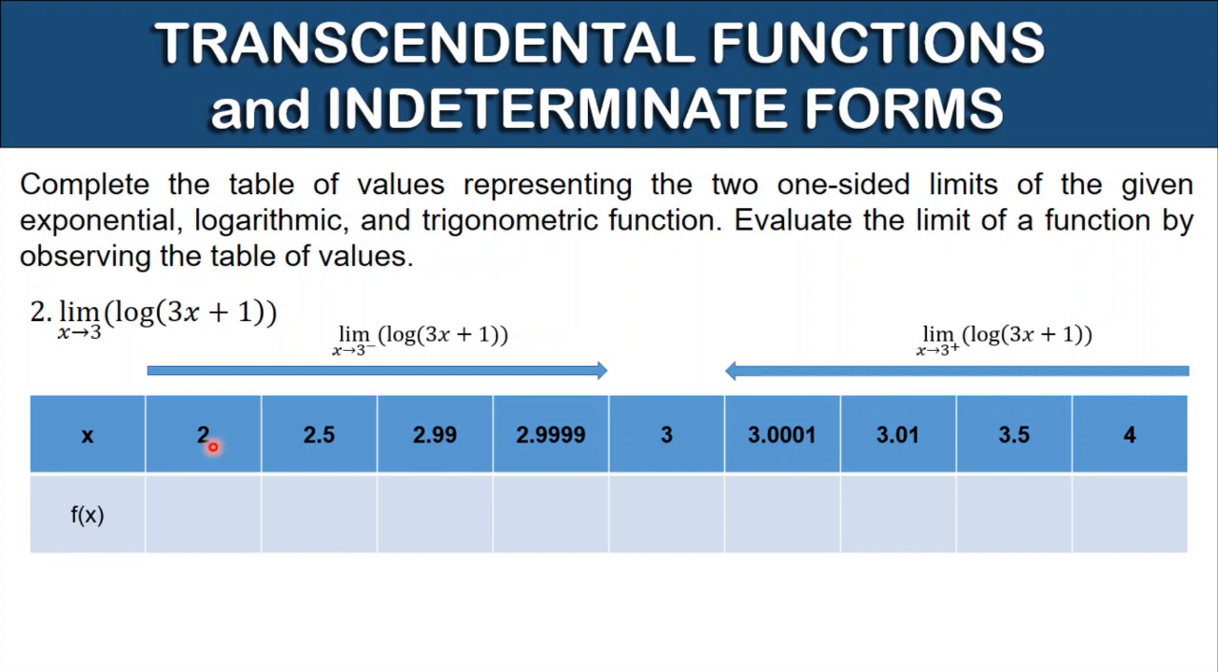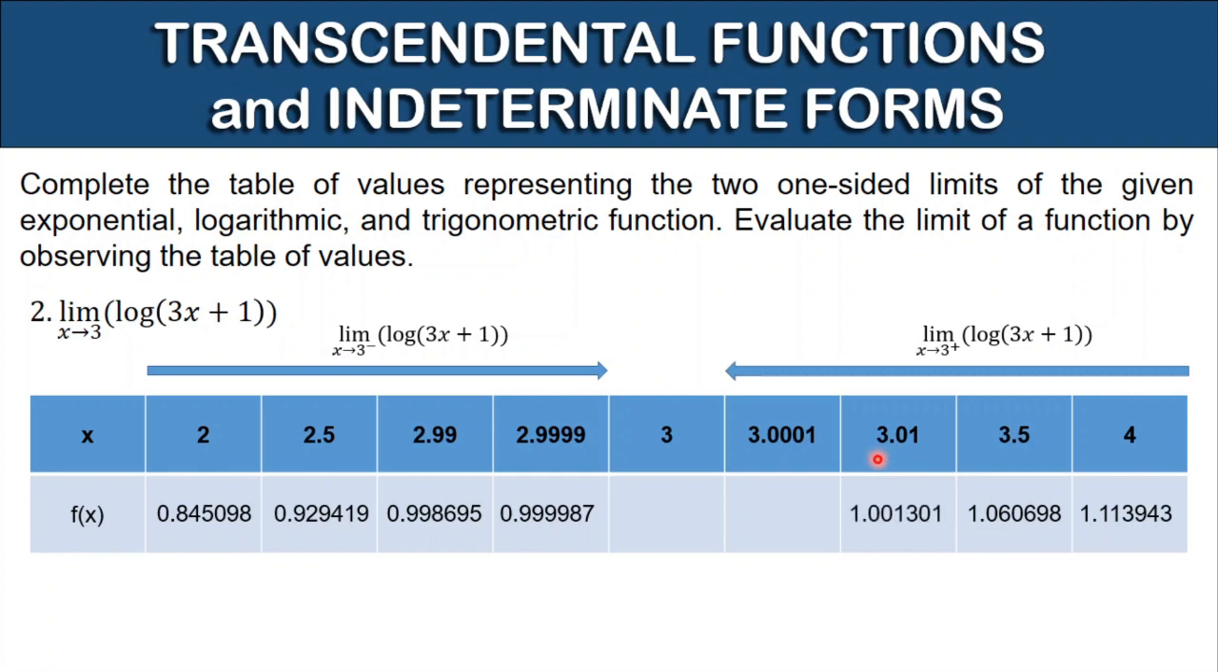So if x is 2, the value of our function is this. If 2.5, this is the value. If 2.99, here. For 2.9999, here. If x is 4, this is the value. If x is 3.5, here. If x is 3.01, if x is 3.0001, and as you can see, both sides, they are approaching to a specific number, and that is 1.